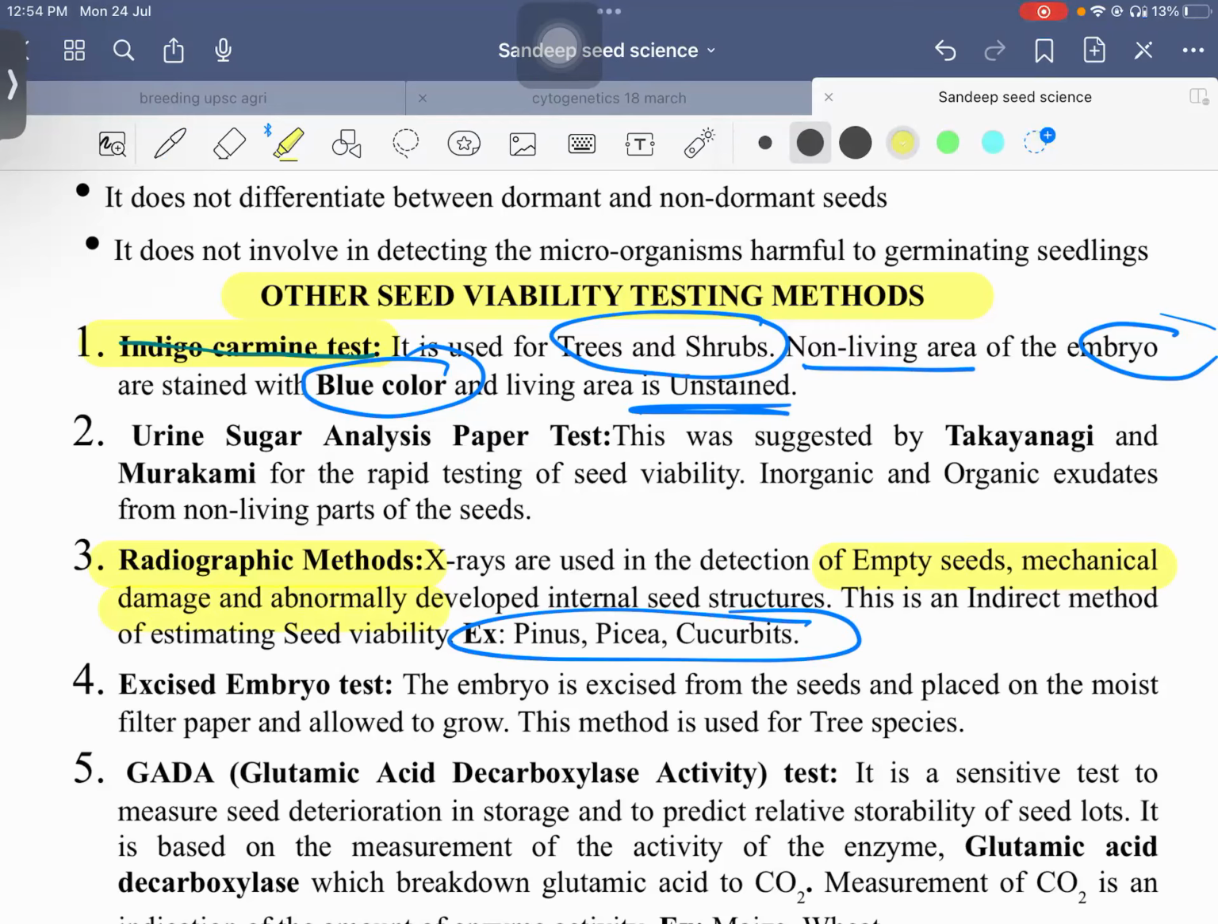And also we have another technique called the excised embryo test, wherein the embryo is excised from the seed, means it is removed from the seed, and it is placed on a moist paper. Okay, and they are allowed to grow. It is usually done in case of tree species, where the embryo is removed from the seed. Only in tree species, not possible in other crop species.